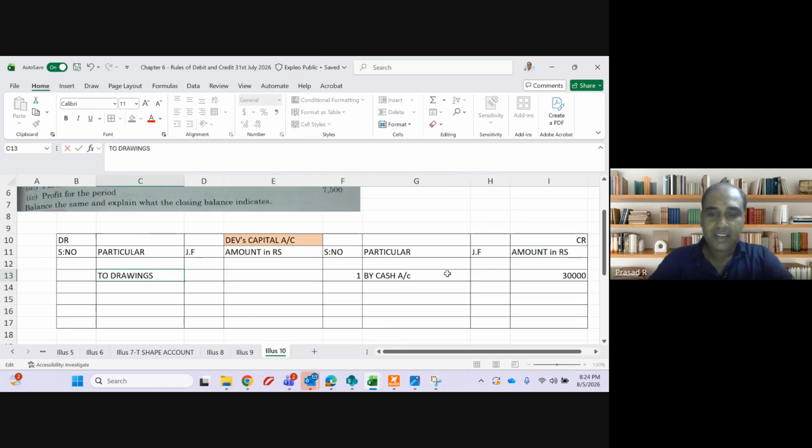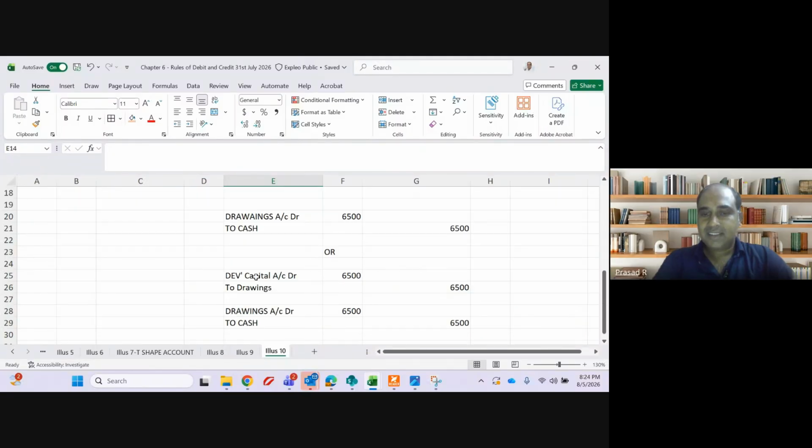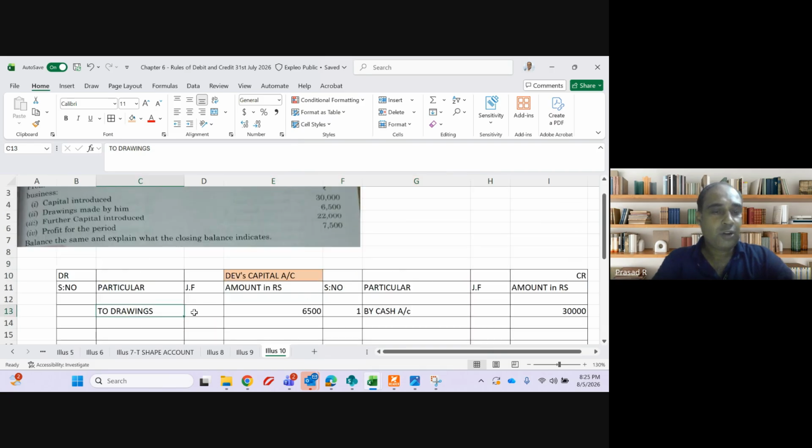In bracket, you have to mention what? Or you can leave it; drawings is already mentioned. To drawings, how much is the amount? 6,500. Clear, guys? I can put drawings account debit to cash account also, or Dev's capital account debit to drawings, and drawings account debit to cash account. Now I am preparing which account? Dev's capital account. If I use this method, Dev's capital account will be debited, and drawings will be credited. That is why I have put two drawings, guys. 6,500. Any doubt?